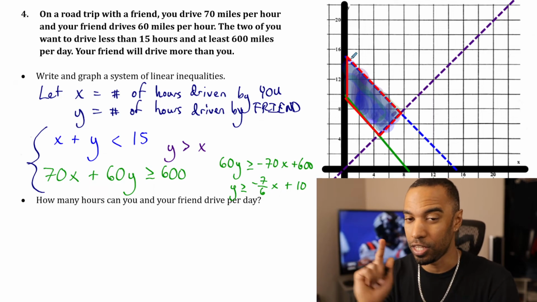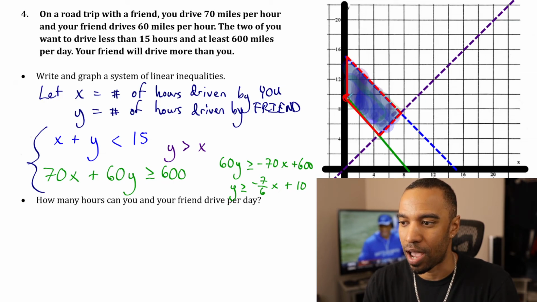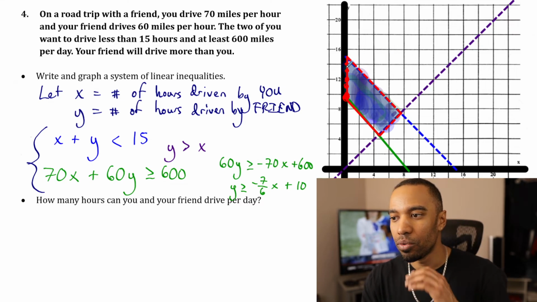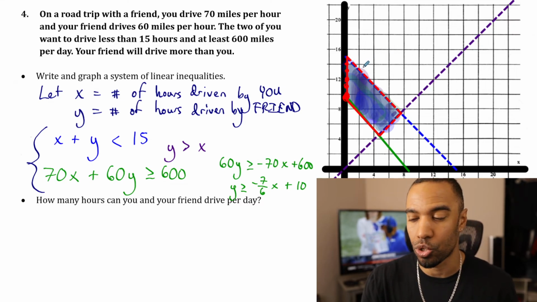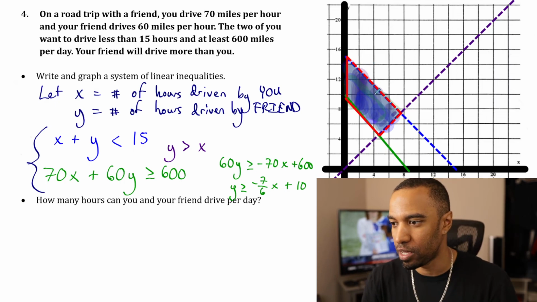You could, theoretically, based on this, drive 0 hours, and your friend could drive 10 hours, 11 hours, 12 hours right there, 13 hours, 14 hours. I guess not 15. Because, look, you don't want to exceed 15 hours driven a day. So, you know, you could drive 0 hours. Your friend could drive all of them. That actually does work. I'm just going to pick a single one. Let's pick this one right here. And let's talk about what that one says.